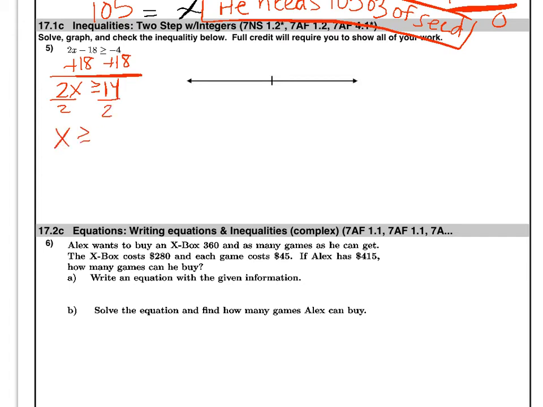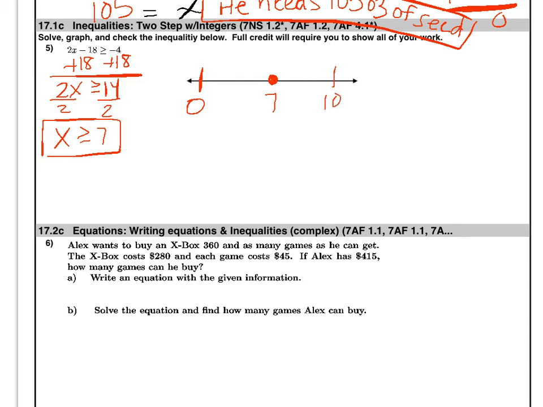X is greater than or equal to 7. So this is my x value. That's what goes here on my number line. Okay, now I have to say, what do I need on my number line? I really need a dot to mark that 7. Is it going to be an open circle or a closed circle? It should be a closed circle because it's an equal to. And now I need some extra numbers on my number line. So smaller than 7 is on the left, and I can put a 0. And larger than 7 would be on the right, and I'm going to put a 10.